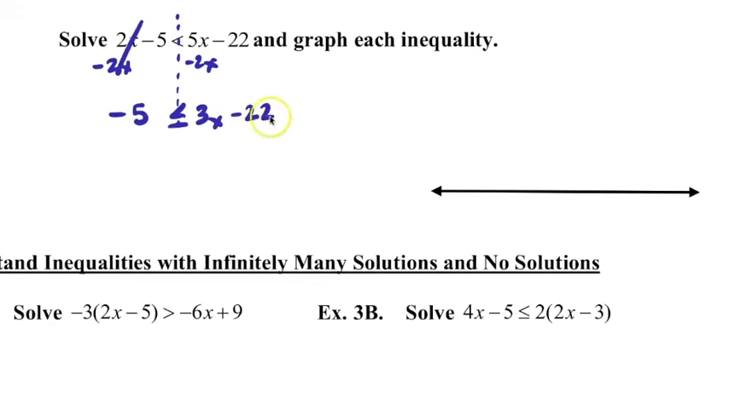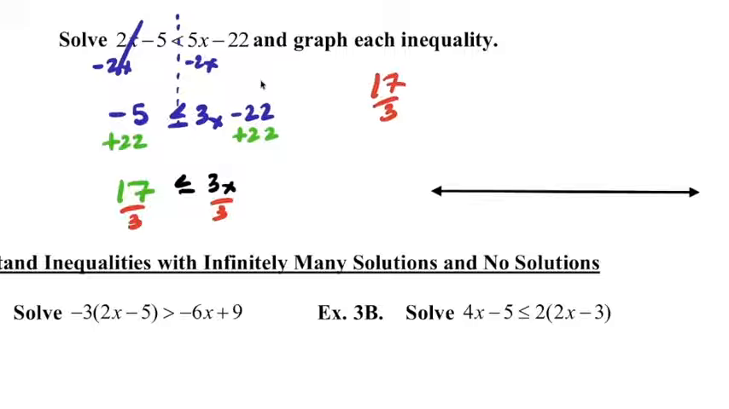And now I'm going to move over this 22. So we're going to add 22 to both sides. And I get 17 is less than or equal to 3x. Oh, this is not going to be pretty. Anyway, next we're going to divide it by 3. So I get 17 over 3, which is, that's all it is, less than or equal to x.